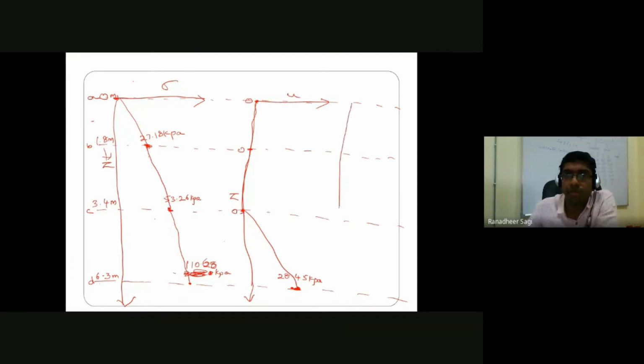Next, in a similar way, you can plot the variation of effective stress with the depth. How is effective stress varying with the depth? At the ground level, that is at point A, the effective stress we calculated is 0. At point B, the effective stress is 27.18 kilopascal. At point C, the effective stress was 53.26 kilopascal. And at point D, the effective stress calculated was 82.23 kilopascal, I think. So I'll be joining these points by simple straight lines.